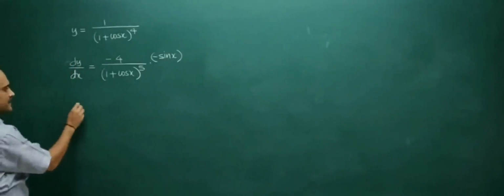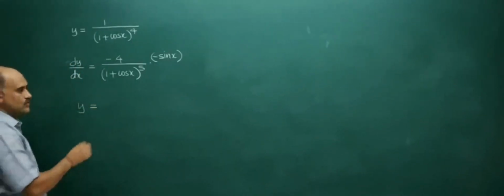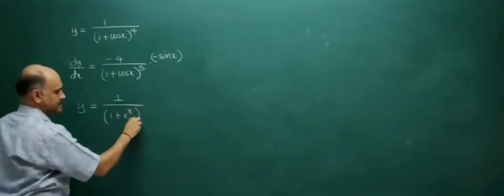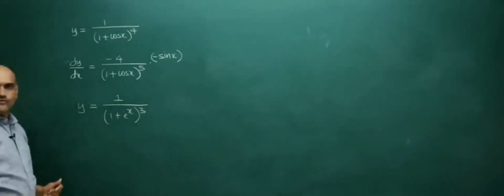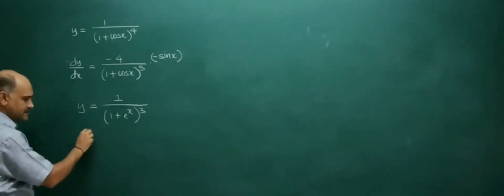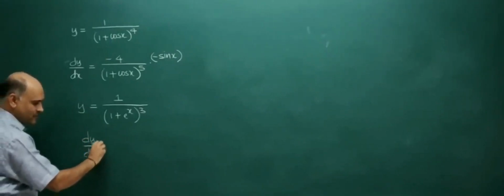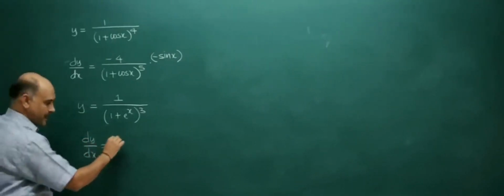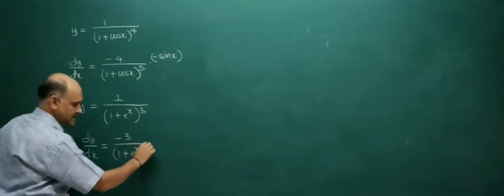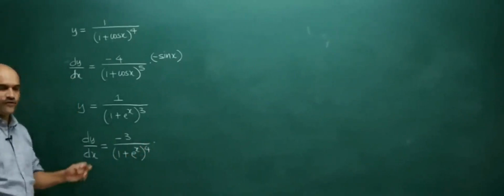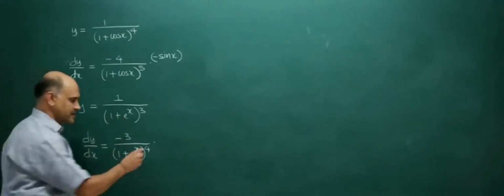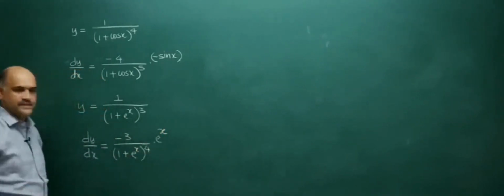Clear? Similarly, y is equal to 1 by (1 plus e raised to x) bracket cube. Can you tell me the answer? dy by dx will be equal to, yes, minus 3 by bracket raised to 4, into differentiation of the bracket. Differentiation of 1 is 0. Differentiation of e raised to x is e raised to x.